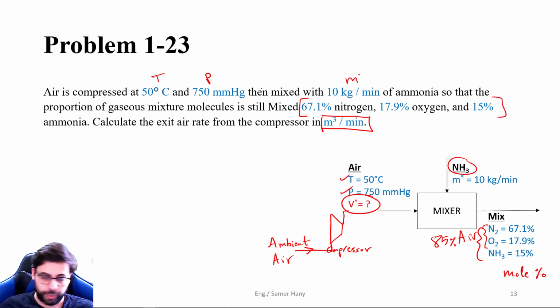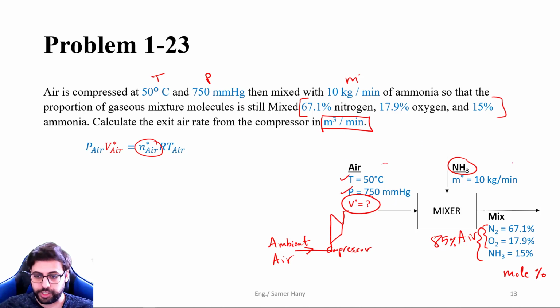Alright, so how would we solve a problem like this? If we try to use the ideal gas law and we want to get the volume, we have the pressure and temperature, but we do not have the number of moles of the air coming out of the compressor or going into the mixer to substitute in here. So the first thing we need to think of is, where in this system can we relate this number of moles of air to anything else?